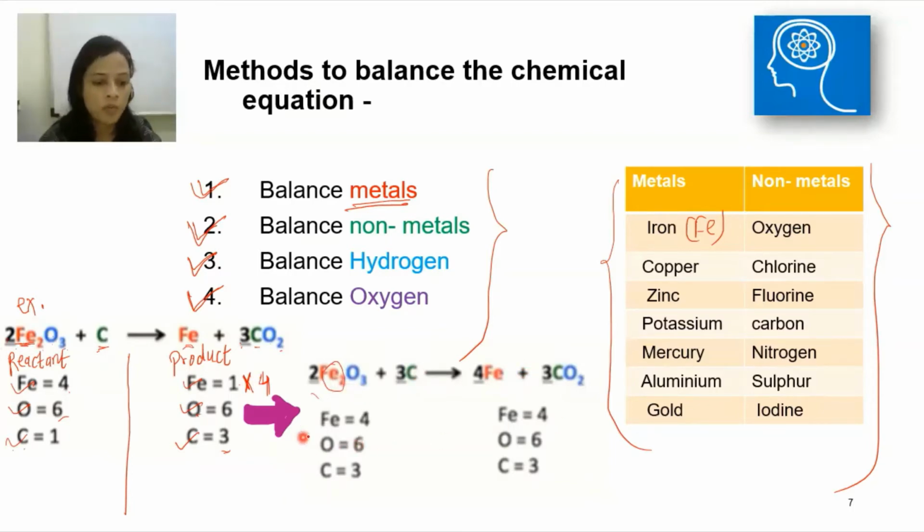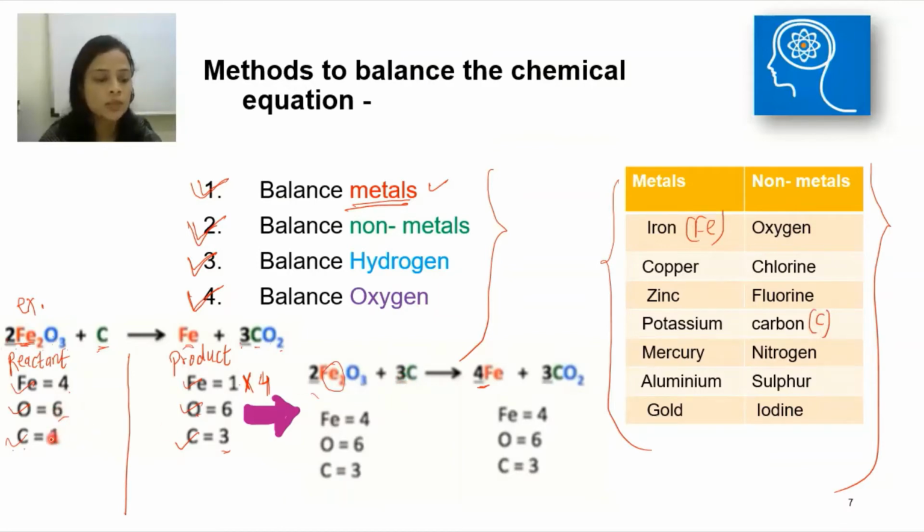Now here is coefficient 4. Now it is also 4. This is the first step. Now second, we have to balance the non-metals. Here in this chemical equation, the non-metal is which? Yes, carbon is the non-metal. So now we have to balance this non-metal.